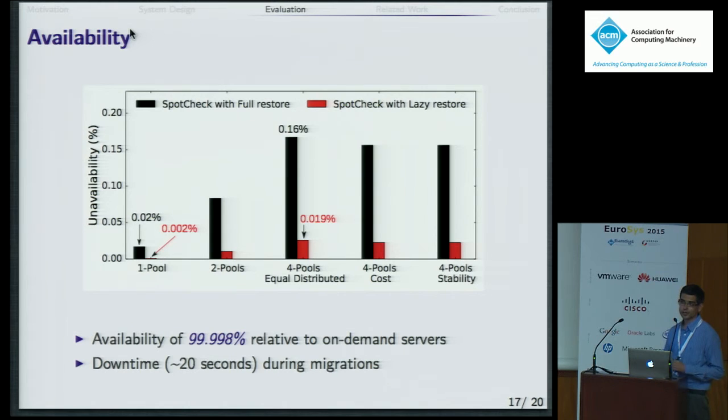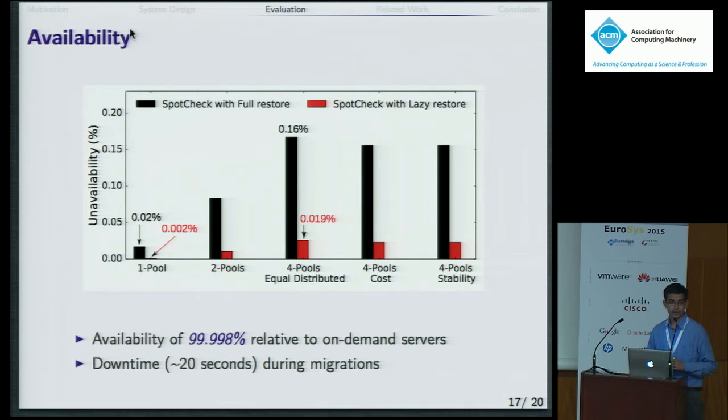Next, we are interested in how available SpotCheck VMs are. Here we compare the 2 VM restoration mechanisms, the full restore, which fully restores VM memory and then starts executing it, and then our optimized lazy restore, which can restore the VM and fetch pages on demand. With full restore, we get an unavailability of around 0.02% for the one pool scenario and 0.16% for the 4 pool scenario. This is a range of 3 nines to 4 nines of availability.